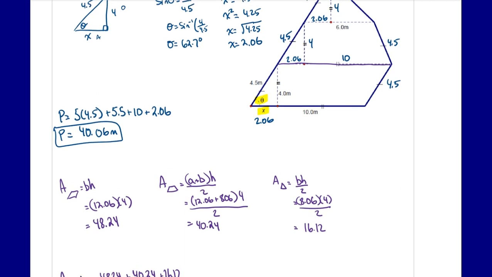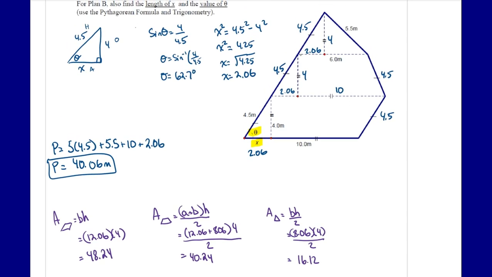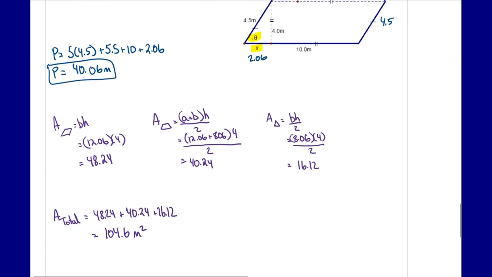So the parallelogram, the bottom one is base times height. So the base is the 12.6, the entire distance along the bottom, and our height, which is 4. For our trapezoid, A plus B times H. A is the top side. B is the bottom side, so we add those two sides together. We multiply by the height, which is 4, and then we divide by 2. That's part of the formula. And then finally for our triangle, base times height divided by 2. And in the end, we should get a total area of 104.6 meters squared.